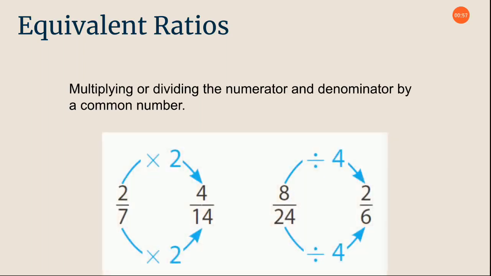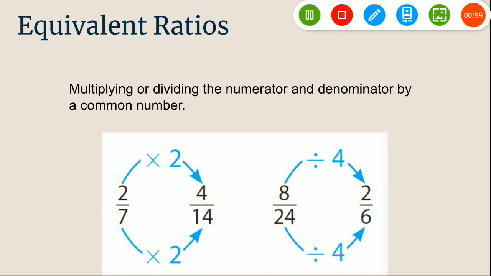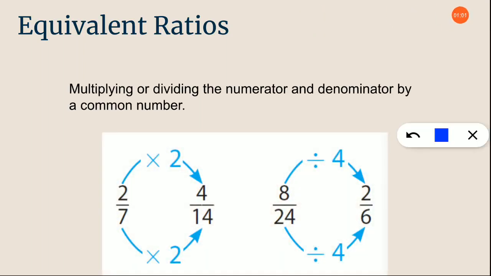Look at the example given. I am going to convert this 2/7 to an equivalent ratio. So this 2/7 is multiplied and divided by 2. So 2 into 2 will give us 4 and 7 into 2 will give us 14.